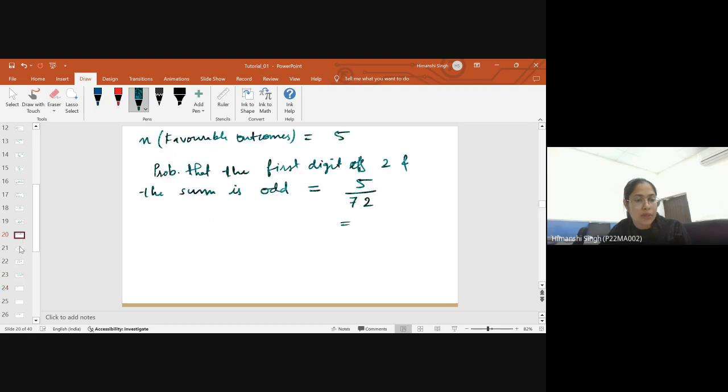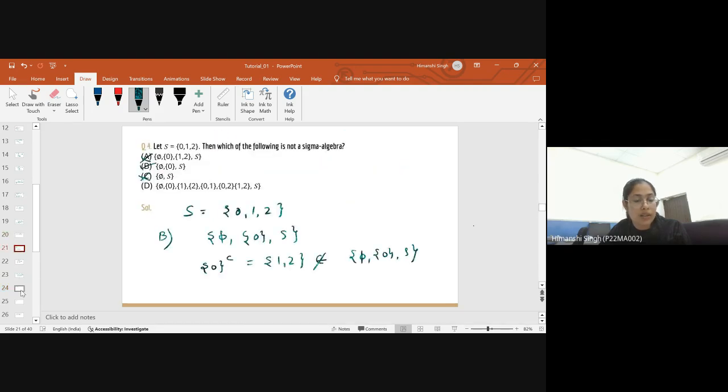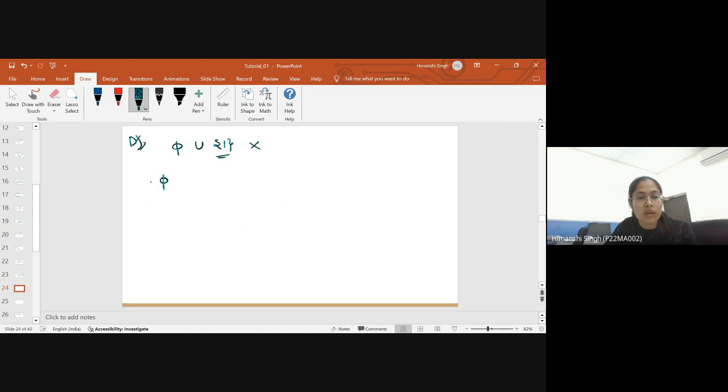So what is option D? Here the singleton 1 is there, so we will consider that. I have phi, 0, 1, 2, 0 comma 1, 0 comma 2, 1 comma 2, and the whole S.